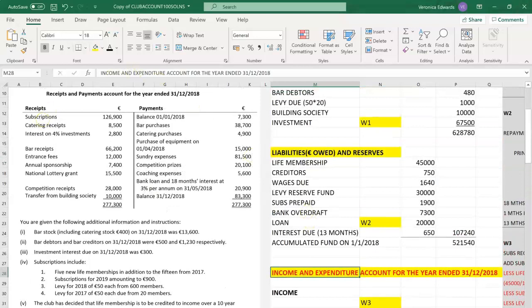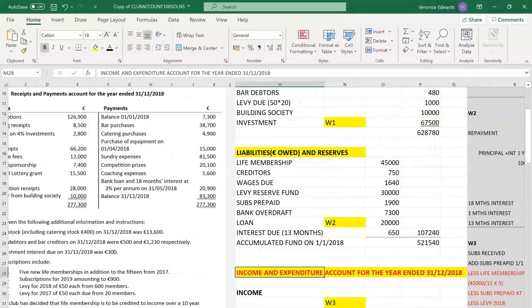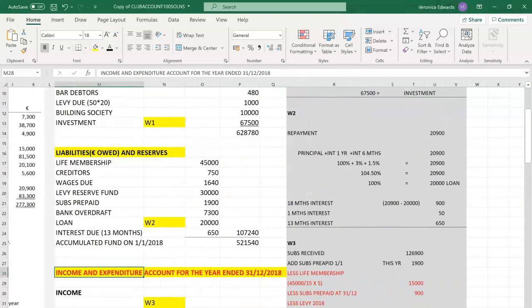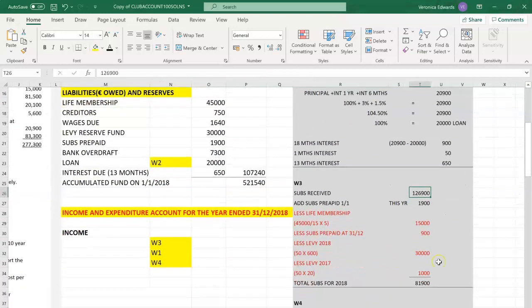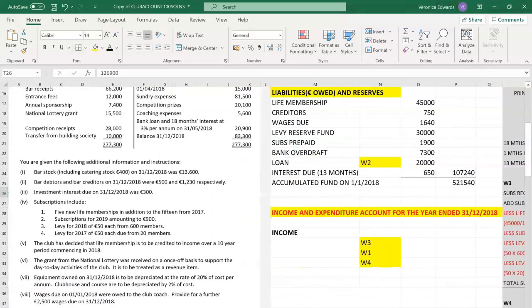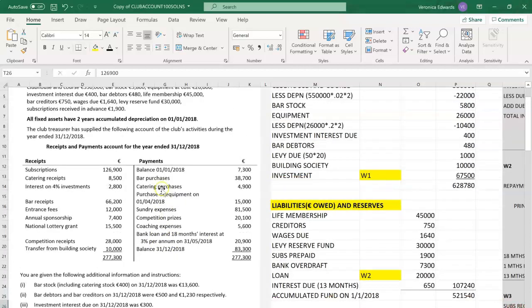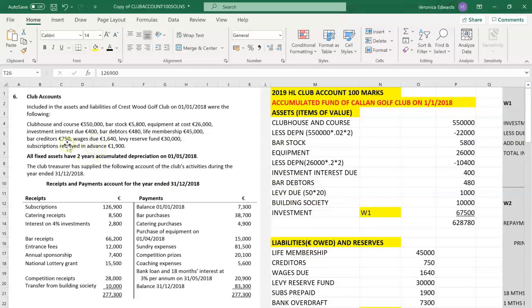Okay, so let's have a closer look at the subscriptions. So we'll start with the figure we're given there. We know we received 126,900. Okay, so this is going to be working 3 here. So you start with that figure there. That's our starting point. Now, what we need to do next is we need to essentially exclude anything that relates to last year, exclude anything that relates to next year, and exclude anything else that shouldn't be there. So let's have a look up the top. On the 1st of January, you're told that you received subscriptions in advance, 1,900.